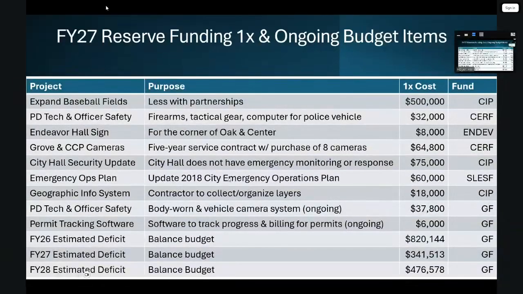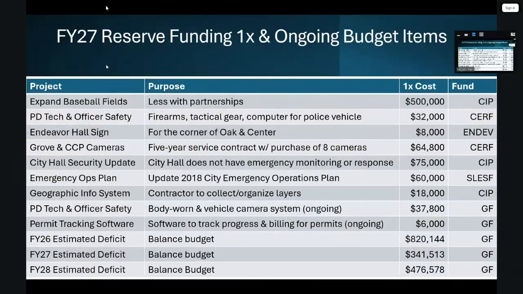Okay. Anything else? I'll go back to the slide deck. Back to the presentation. So I think we covered all this. If you want to go back, we can. Now I wanted to move on to discussions of the reserve funding for some of the projects you identified at the last meeting.